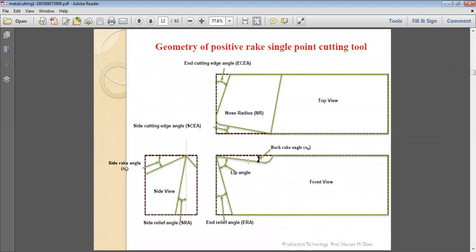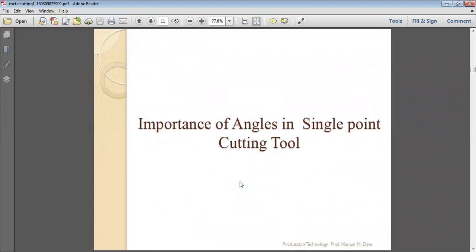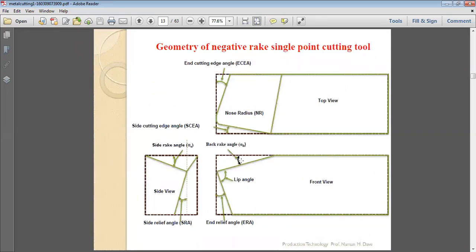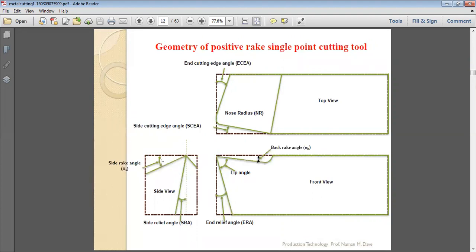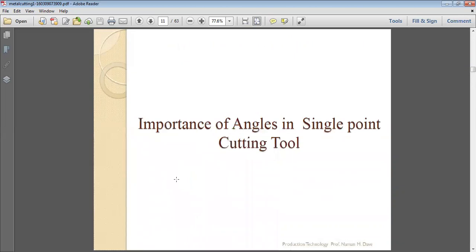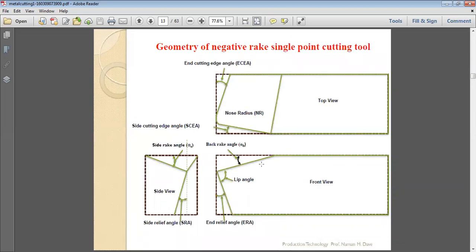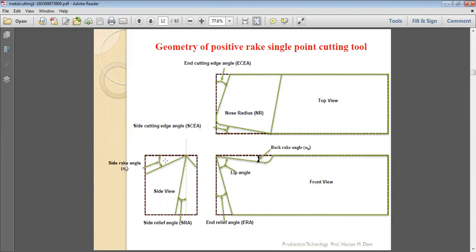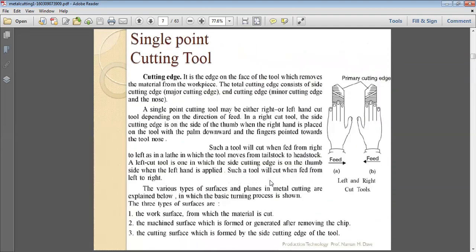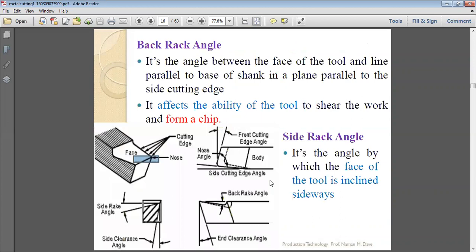In the case of positive rake, the angle is extended to this side, clear? For the negative rake, it goes to this side, and the back rake angle exceeds on this side. Similarly, for the side rake angle, the value is more for negative rake and smaller for positive. So this is the negative rake angles for side rake angle and back rake angle, and these are the positive rake angles. Now, what is the significance of this for these tools?